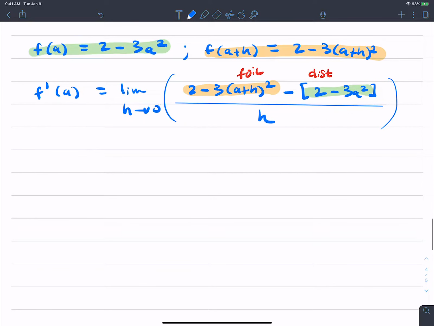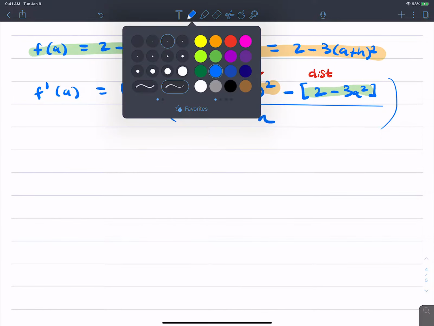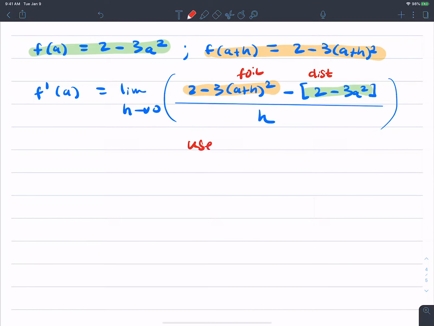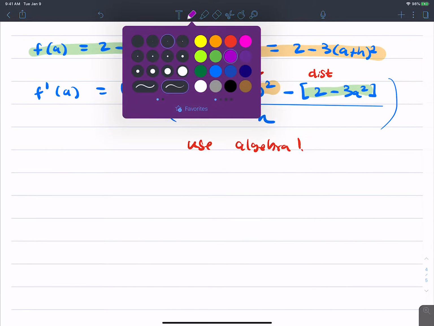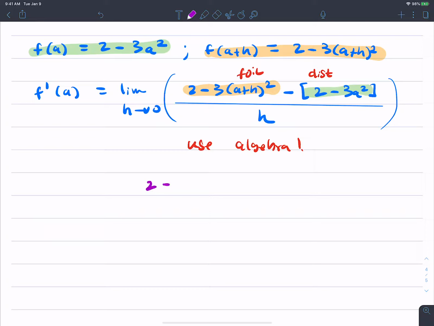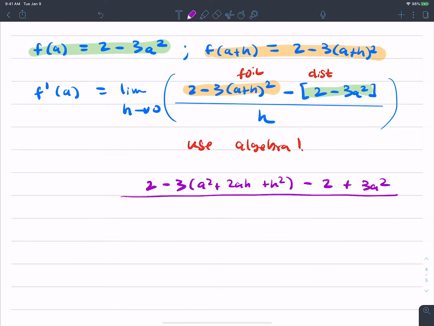So we have the limit. Let's do the algebra, actually. And we'll do the algebra in purple. So again, let's use algebra like we've been saying in class, right? So 2 minus 3, I'm going to use FOIL here: a squared plus 2ah plus h squared. And then I'm going to distribute now: minus 2 plus 3a squared, everything over h. Now we're going to have to distribute again.